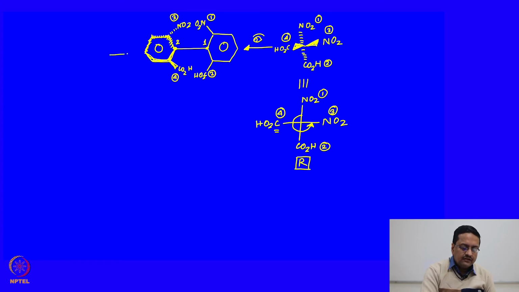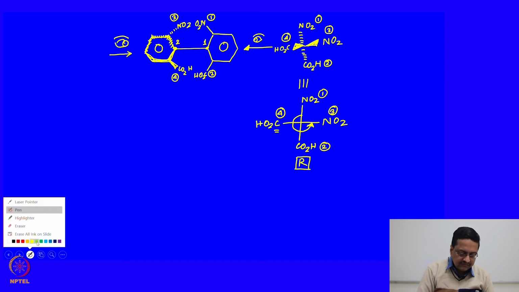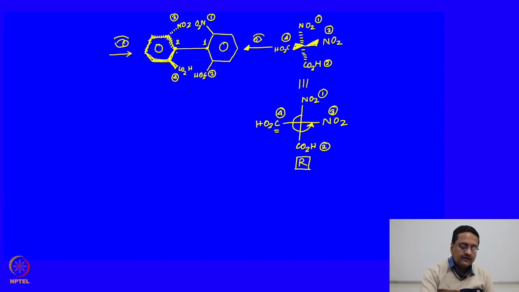If I do this from the right hand side as usual, what we would do is change our reference. This first carbon becomes carbon number 1 and that gets carbon number 2. The priority order also changes because the priorities are given based on the front carbon. So, this is 1, this is 2, 3 and 4.